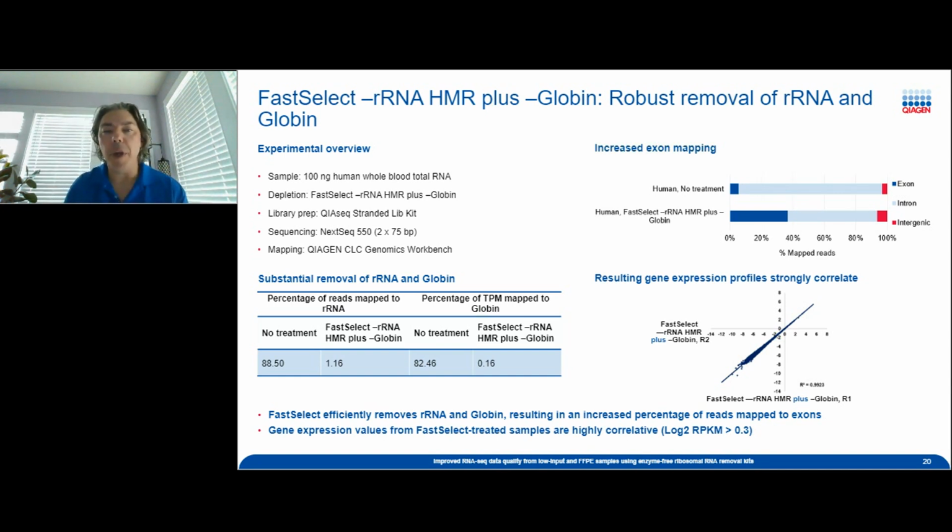And you can see up here, with the treatment versus no treatment, with the human no treatment, we had only a small percentage of our reads mapping to the exon, with most of it mapping to an intron, which is basically the ribosomal RNA. After treatment, you can see we now have about 40% of the reads mapping to exon, some of it to intron, and then the rest of it to the intergenic region.